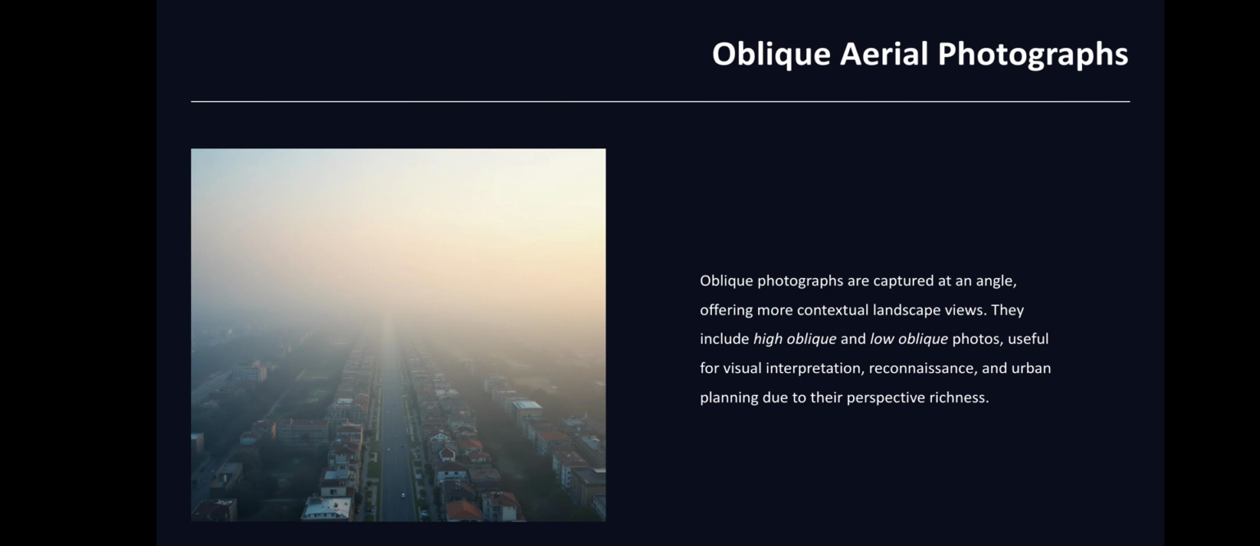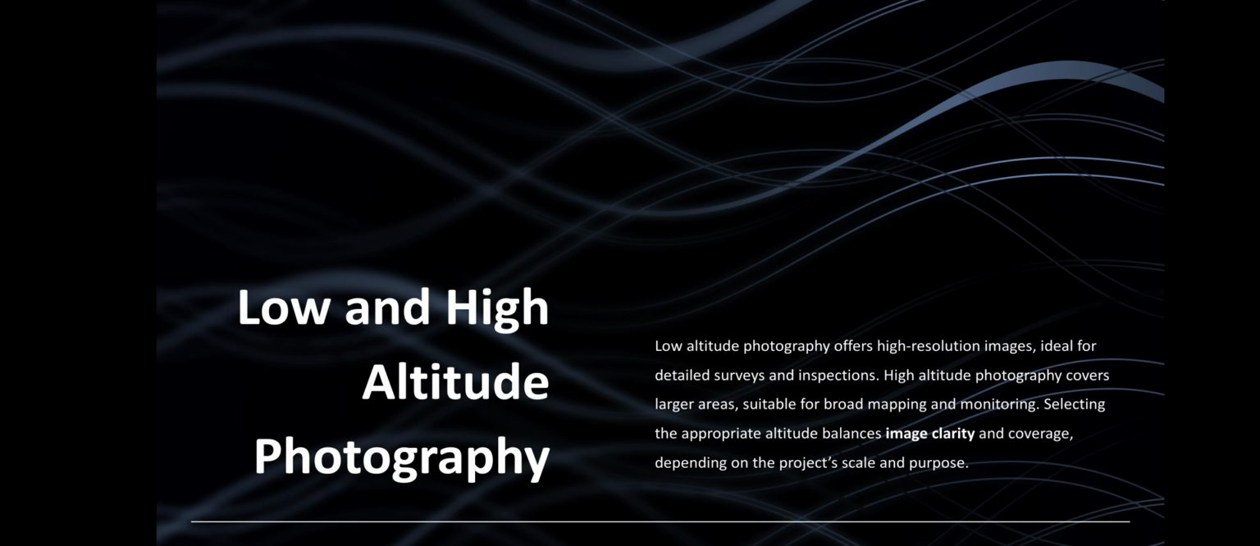So there are two types of oblique photographs: high and low oblique. In a high oblique photograph, we will have more distance and more coverage, and in a low oblique photograph we will have a low tilt from the vertical photograph, and we will have less horizon.